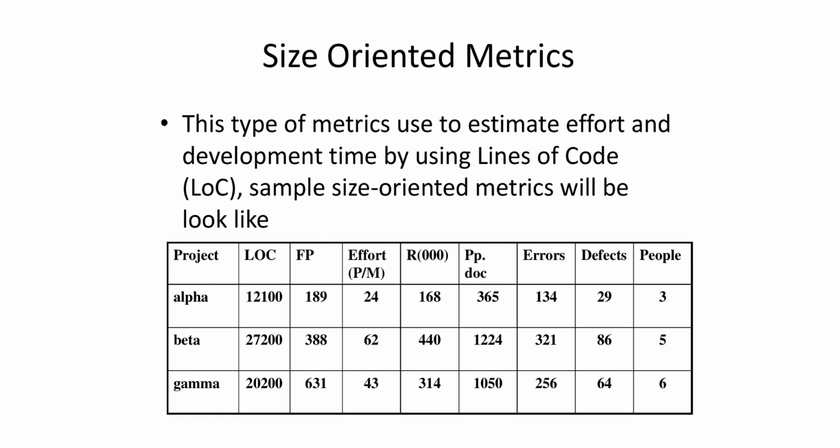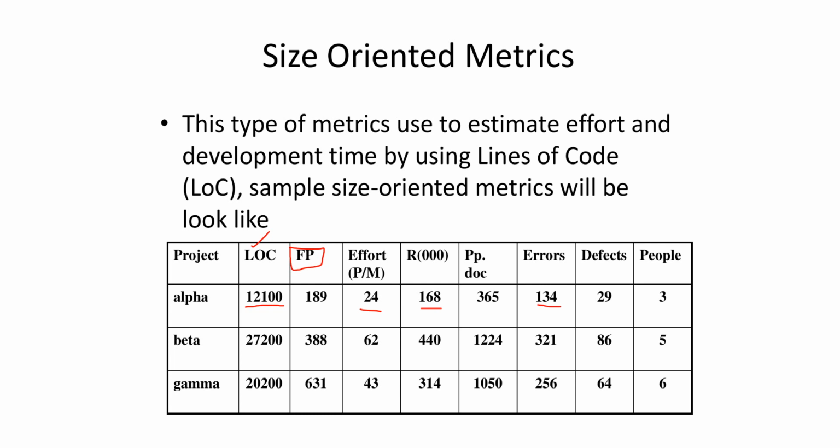It has lots of attributes related to projects like alpha. The LOC is 12,100. The function point value we leave for right now; it is not defined yet, but understand this: lines of code is, suppose, 12,100. The effort per person month is 24. The cost value comes to 168,000. The documentation that was done for alpha was 365 pages. The errors that were caught were 134.